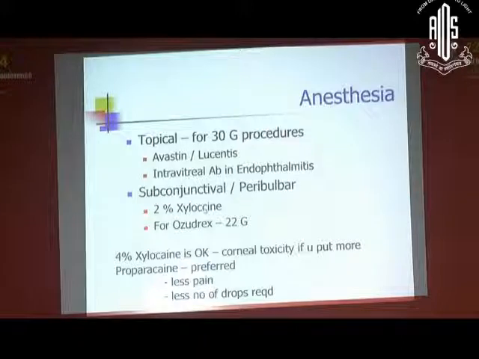If I have to give a larger bore injection, something like Ozurdex, which is 22 gauge and slightly painful, in case you depend only on topical, the eye is not so stable. The Ozurdex needle is thicker, so peribulbar sometimes is preferable. 4% xylocaine is okay, but believe me, corneal toxicity is a problem if you do not instruct your helper and he keeps putting xylocaine too often. So therefore I said paracaine is preferable. My personal observation is that with paracaine pain is much less and fewer drops are used.